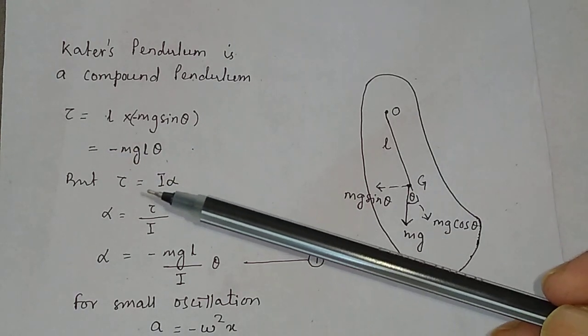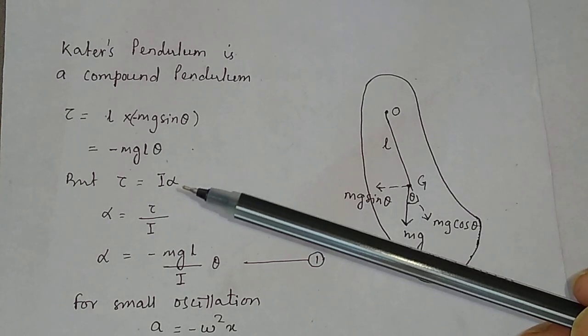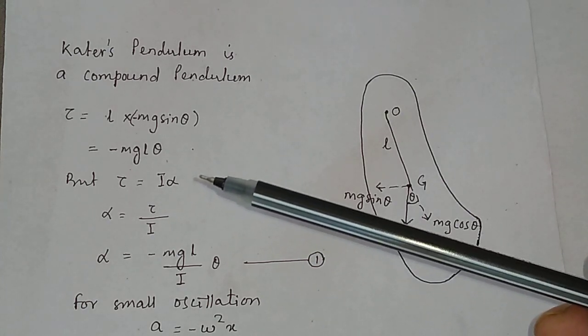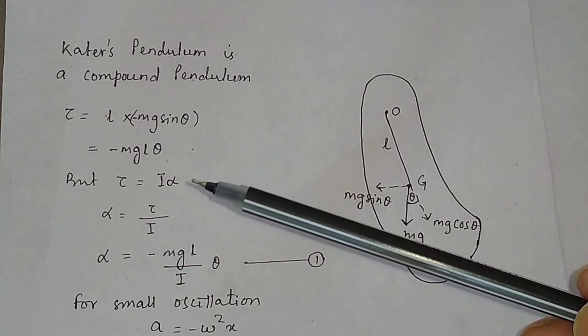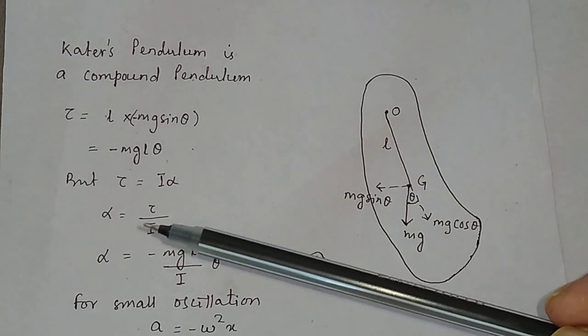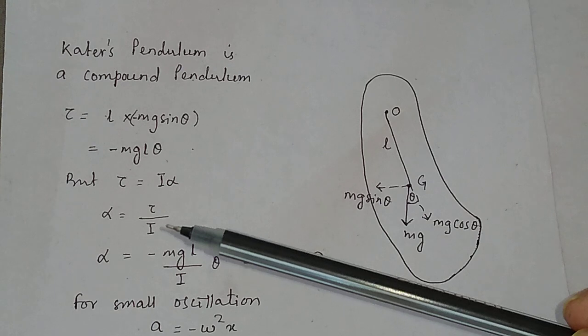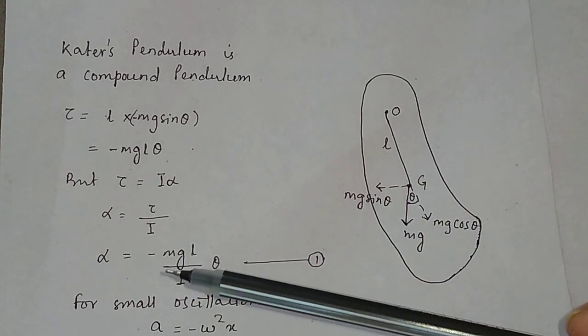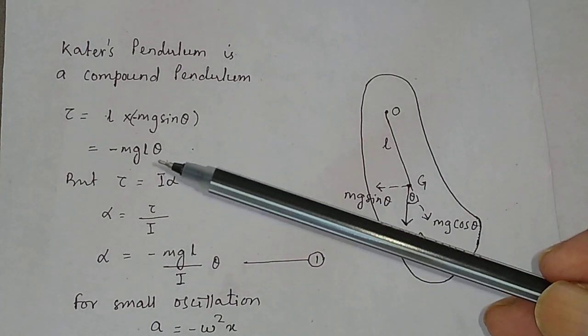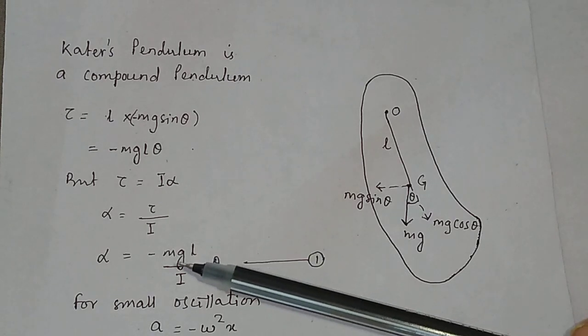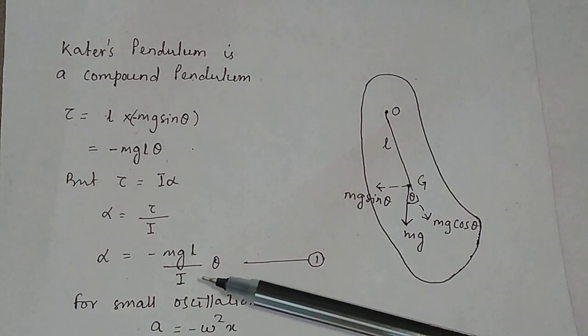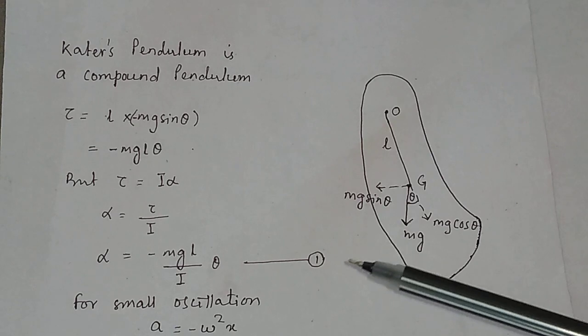But we know torque tau is equal to I into alpha, where I is the moment of inertia and alpha is the angular acceleration. So angular acceleration alpha will be equal to tau divided by I. So tau we have found out as minus mgl theta. So this will be equal to minus mgl theta divided by I. Suppose this is equation number 1.